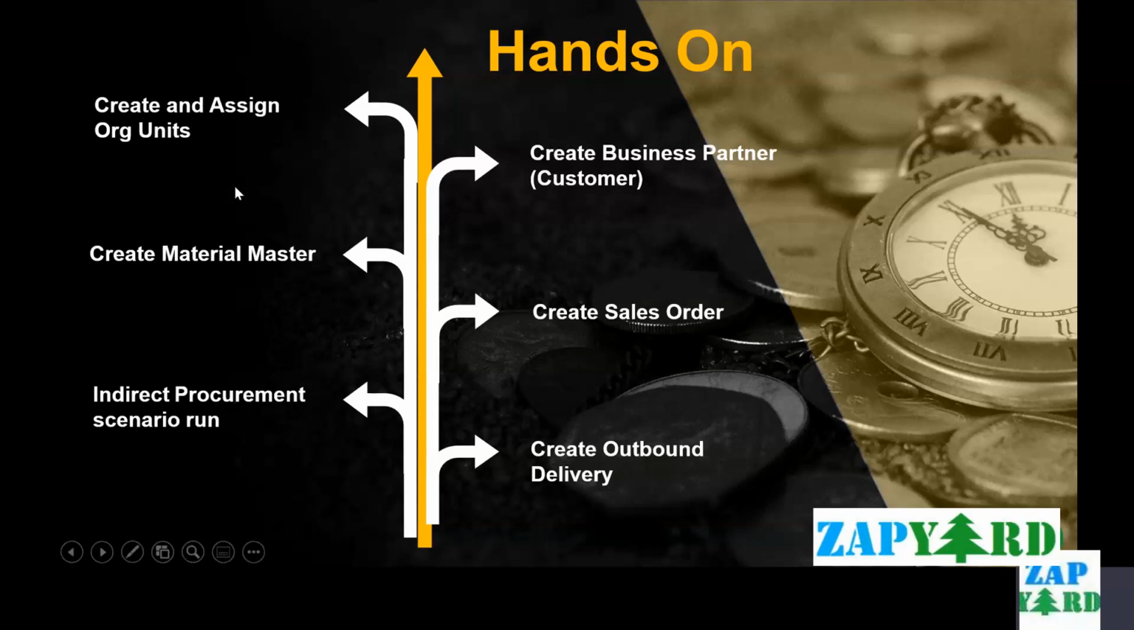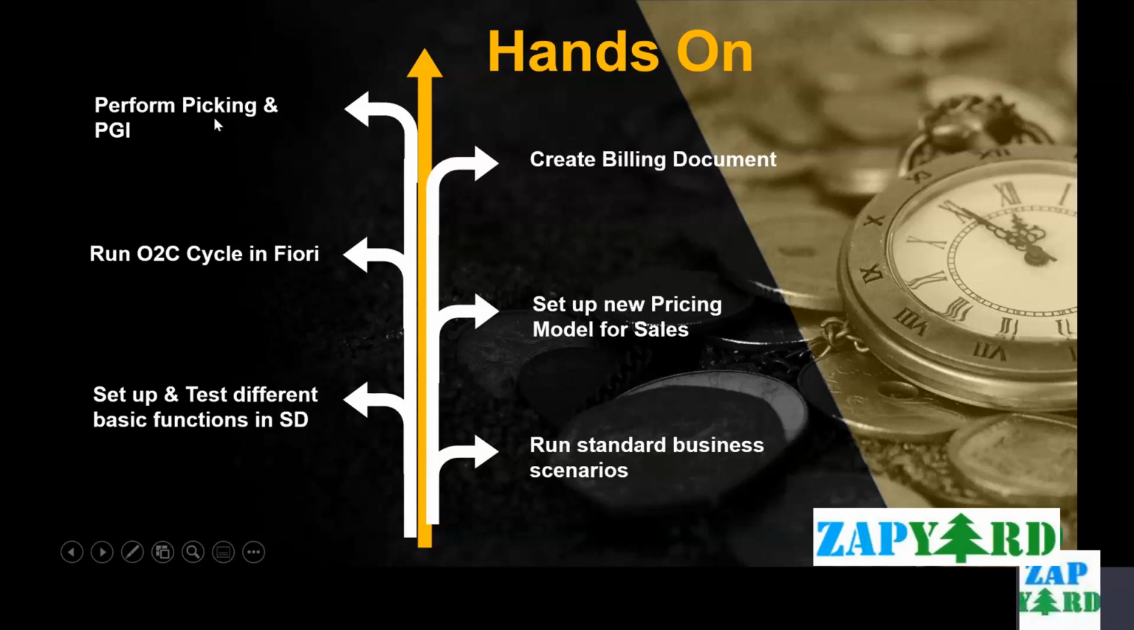So in the first hands-on exercise, we will create and assign the organizational units, that is, we will do the complete enterprise structure. Then we will create the business partner customer, we will create the material master, then we will create the sales order with the help of this enterprise structure, business partner and material master. Then we will create the outbound delivery. Then we will perform the subsequent functions like picking and PGI with reference to that outbound delivery. Then we will create the billing document. We'll run this entire order to cash cycle in the Fiori Launchpad.